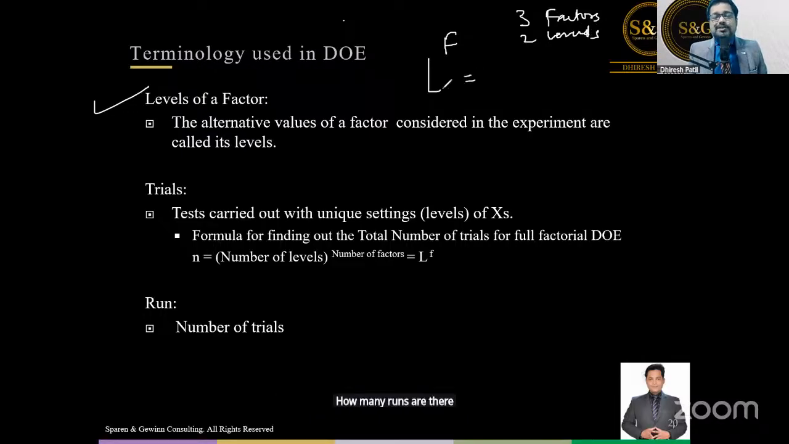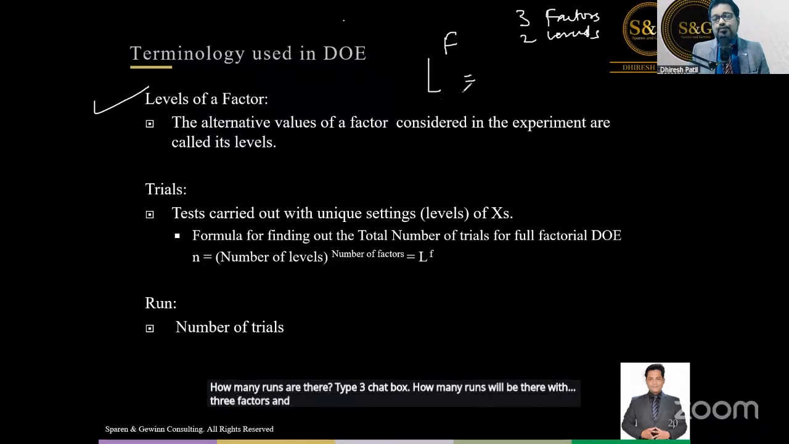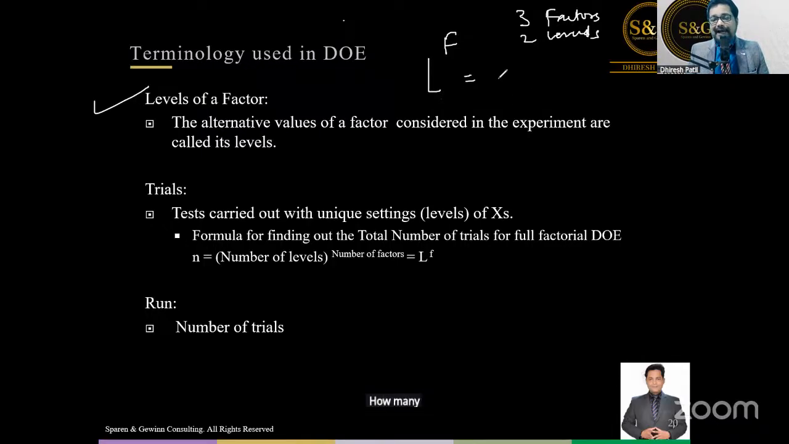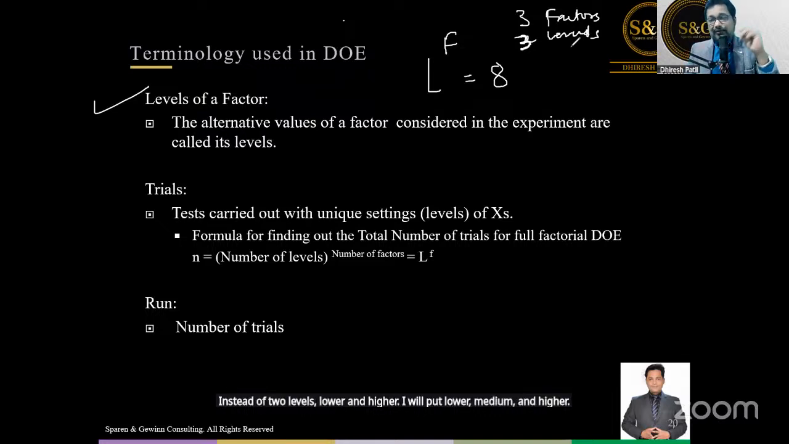Type in the chat box. How many runs will be there with 3 factors and 2 levels? How many runs? Everybody? 8 runs. What if I change the level to 3? Instead of 2 levels, lower and higher, I will put lower, medium and higher. 3 levels. How many runs will be there?